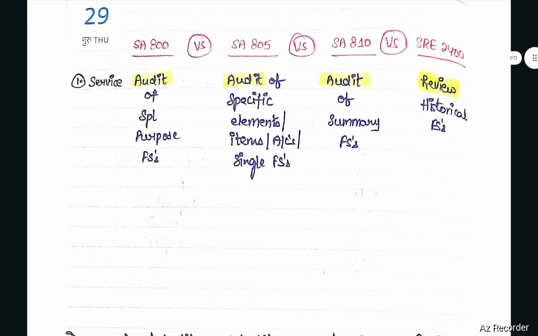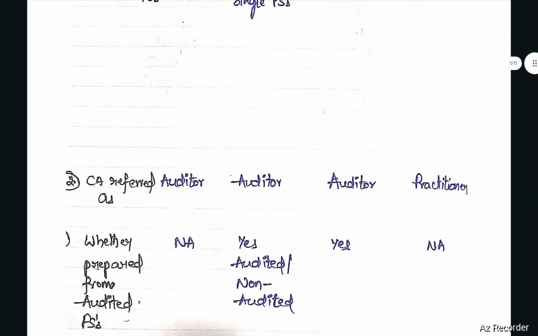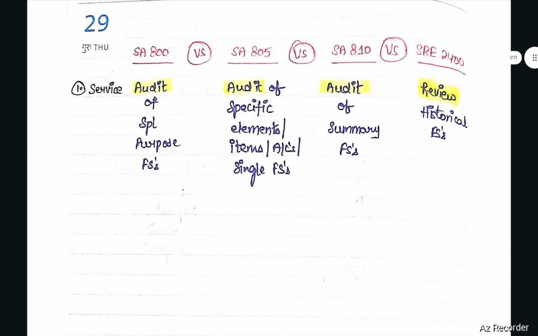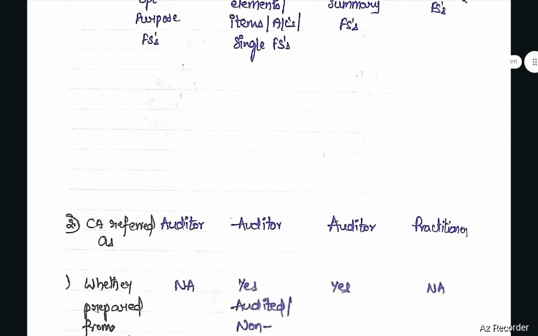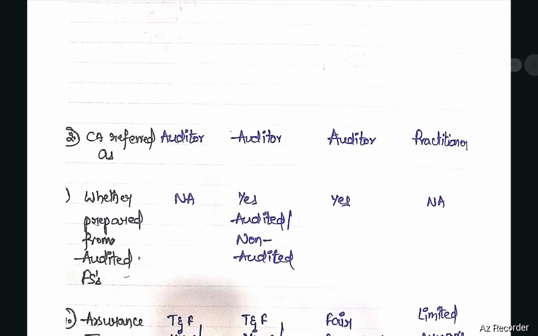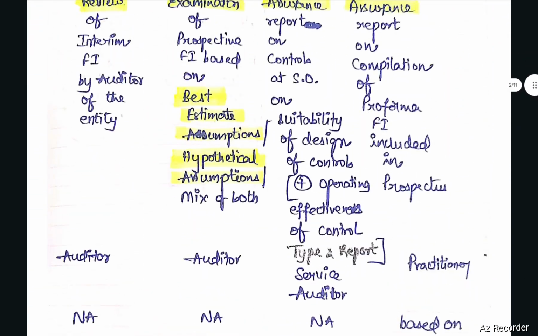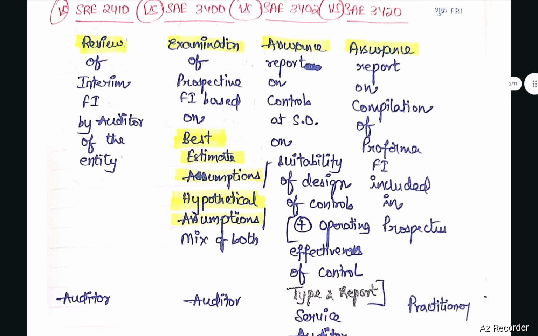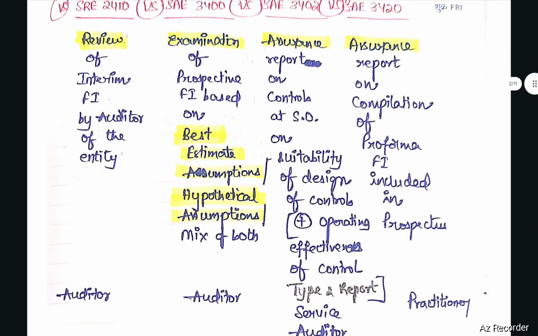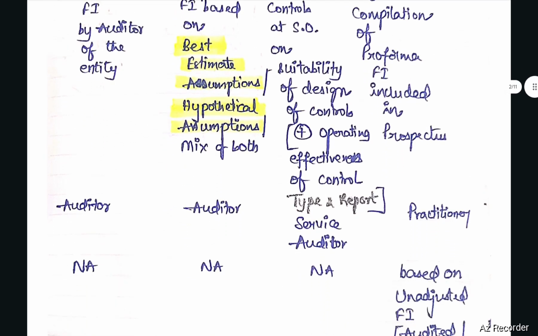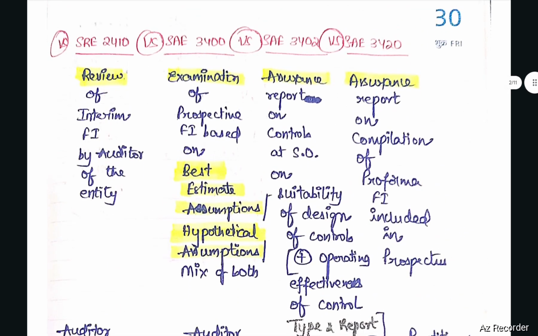Next, in case of SA 810, whether summary financial statements are prepared from audited financial statements? Yes. Next, in case of SRE 2400, we review historical financial statements. It may or may not be prepared from audited financial statements. Next, in case of SRE 2410 also, it may or may not be prepared from audited financial statements. In case of SAE 3400, it may or may not be prepared from audited financial statements.